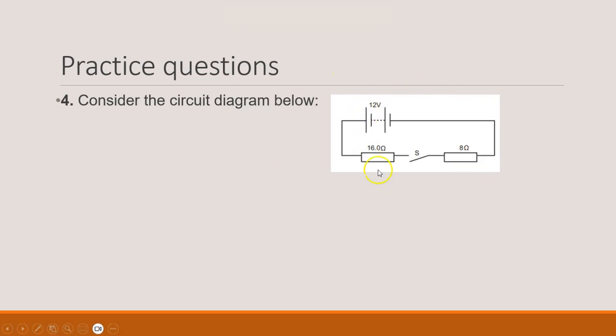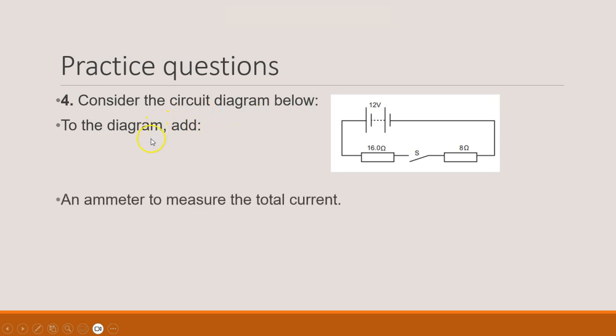Consider the circuit diagram below. To the diagram, add an ammeter to measure the total current. Now remember that an ammeter is represented by a circle with a capital A inside it, and it is connected in series always. So you can place the ammeter anywhere along the conducting wire. You can place it before the resistor, after the resistor, before the switch, after the switch, before the cell, after the cell.